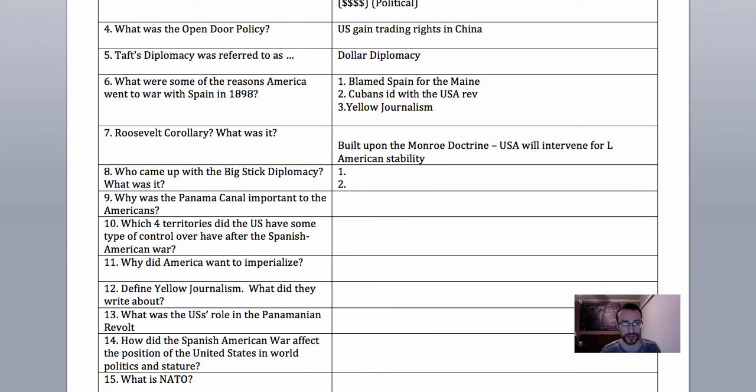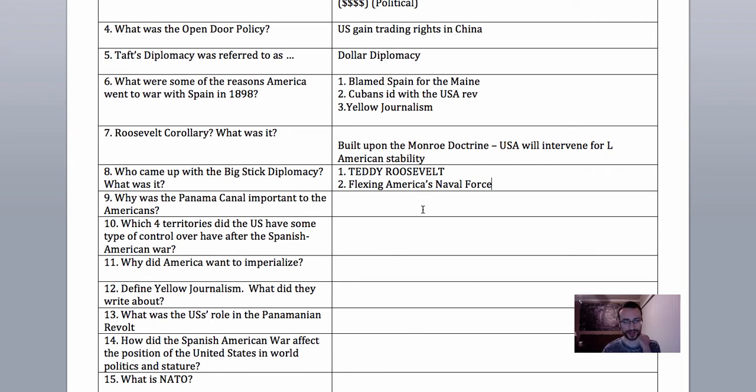Who came up with the big stick diplomacy? That is our buddy Teddy Roosevelt. And because he is so cool, let's do all caps for TEDDY ROOSEVELT. He must be pretty special if he gets all caps. What was it? Flexing America's naval force.